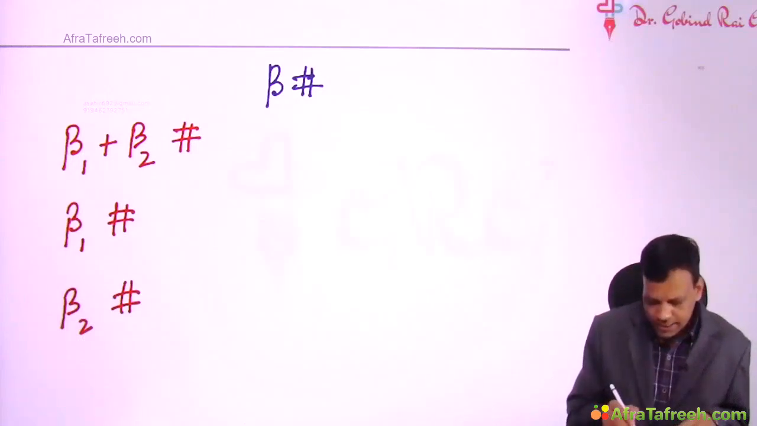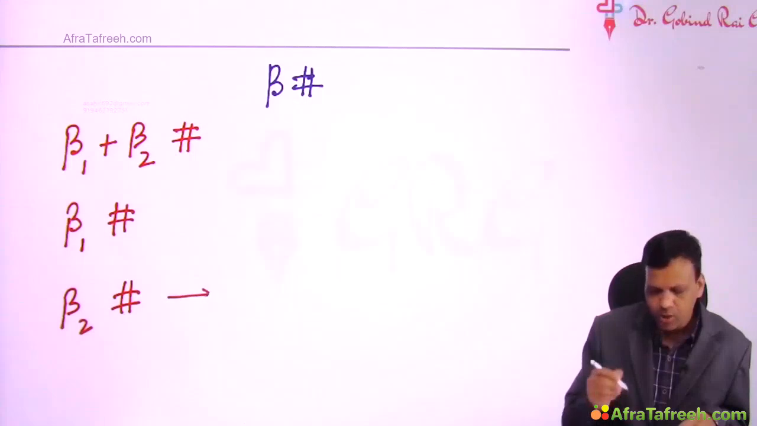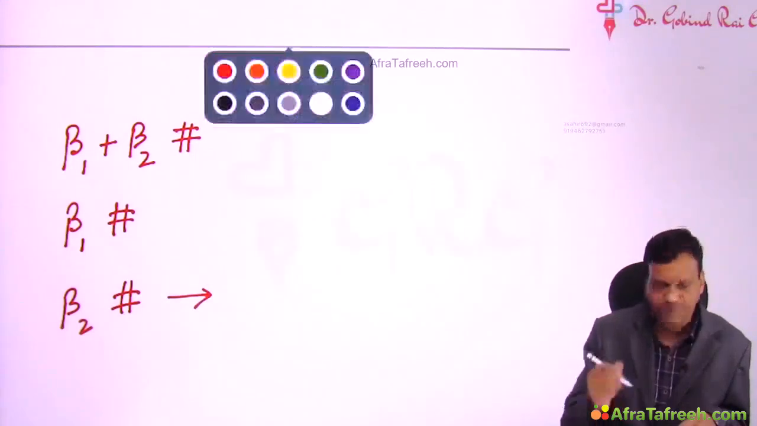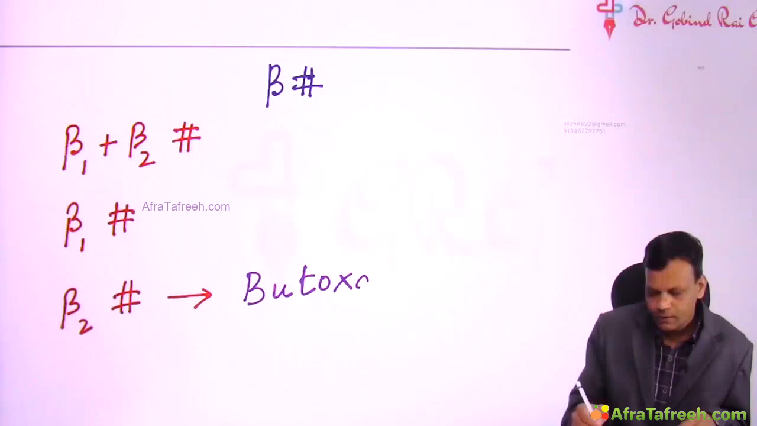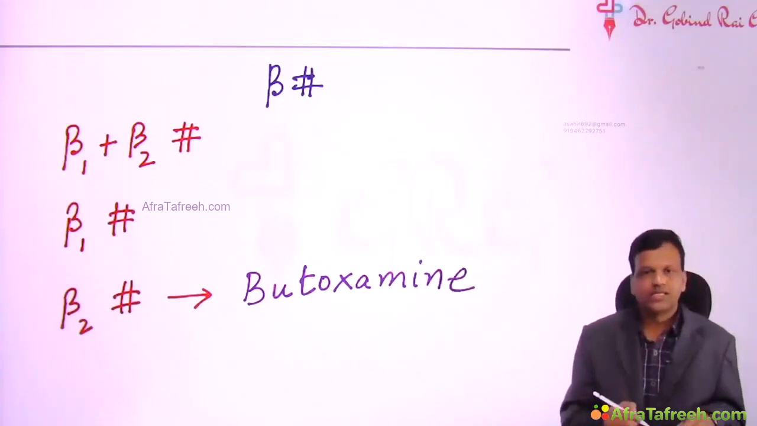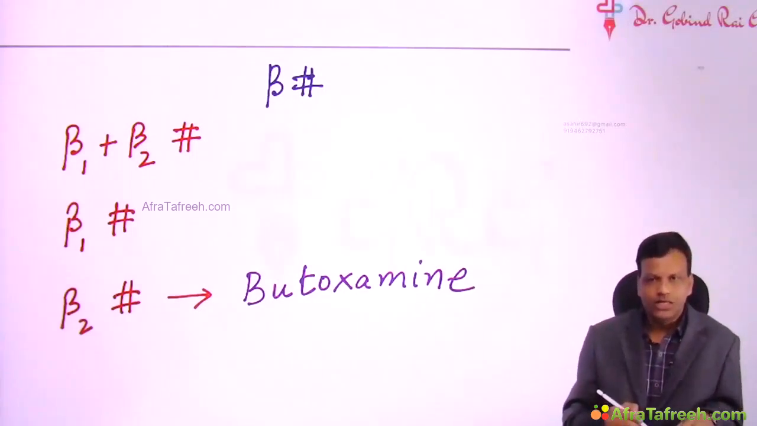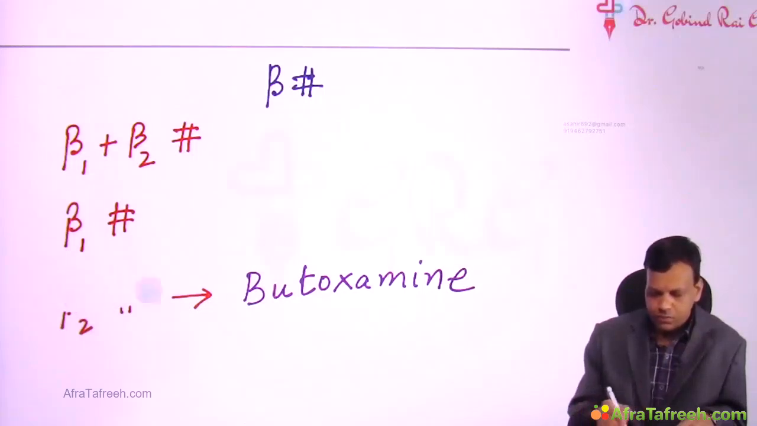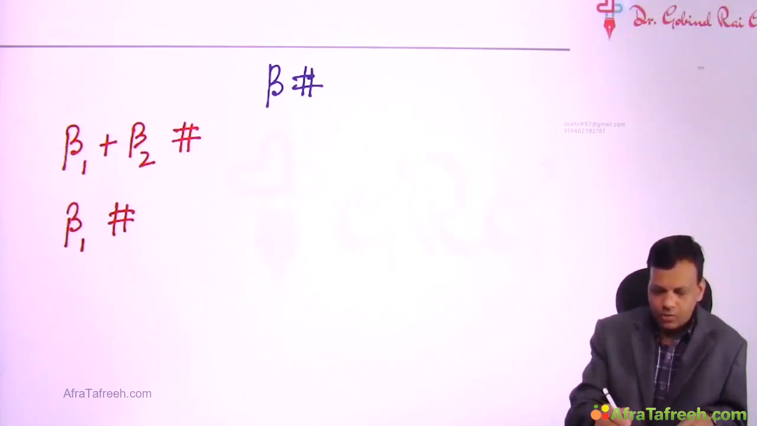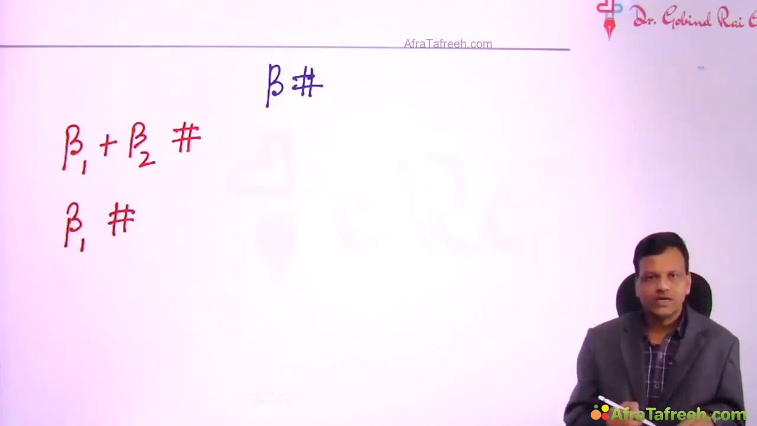So non-selective beta blocker, selective beta 1 blocker, selective beta 2 blocker. Now out of these, selective beta 2 blocker has no clinical use, just like selective alpha 2 blocker, and the name of the drug is butoxamine. Butoxamine is a selective beta 2 blocker. It has no clinical use, so we will not discuss this drug anymore. So effectively, we have two types of beta blockers, one non-selective and second selective beta 1 blocker.